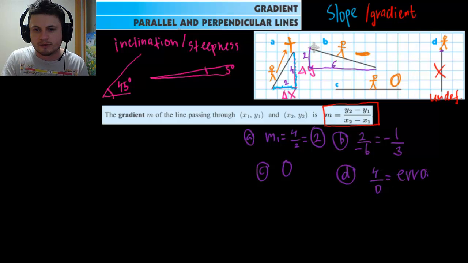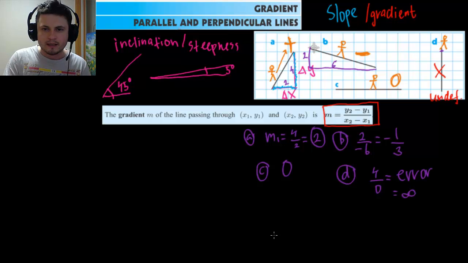There's no dividing by 0, and this is why it's undefined, because it doesn't exist. Or you can also basically say it gives you an infinite value. And this is basically using these examples, but let's actually try actual points.